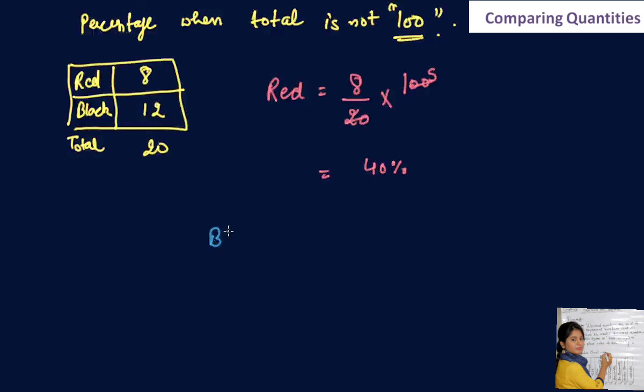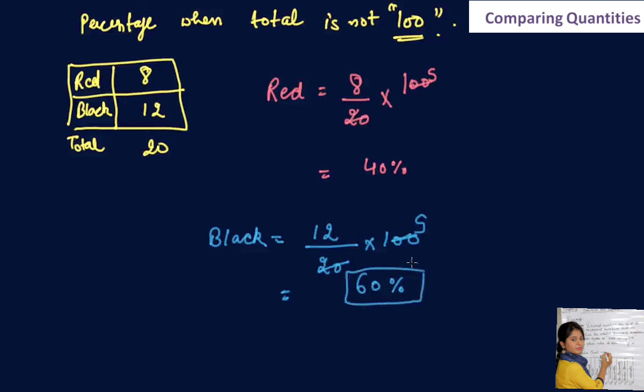Let's find for black balls. For black balls, first of all we write the number of black balls we have. So 12 black balls, upon total balls, that is 20, into 100. You can reduce. 0 cancelled by 0, 2 5s are 10, so 5, and 12 5s are 60. So we will say that 60% black balls are there in the bag. I hope I'm clear.